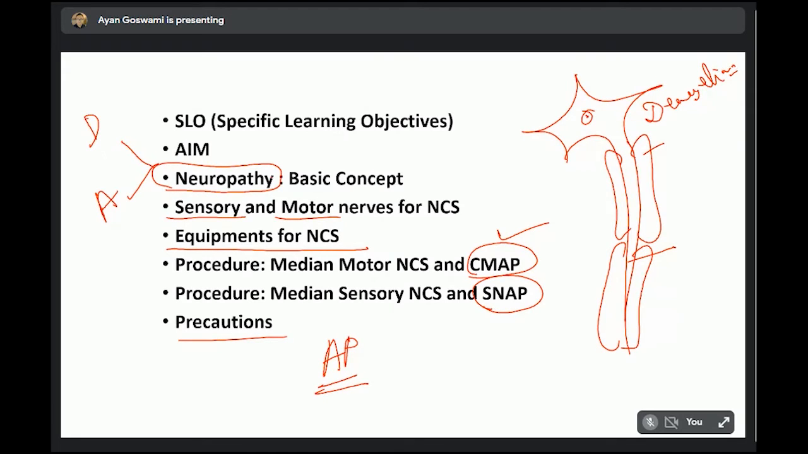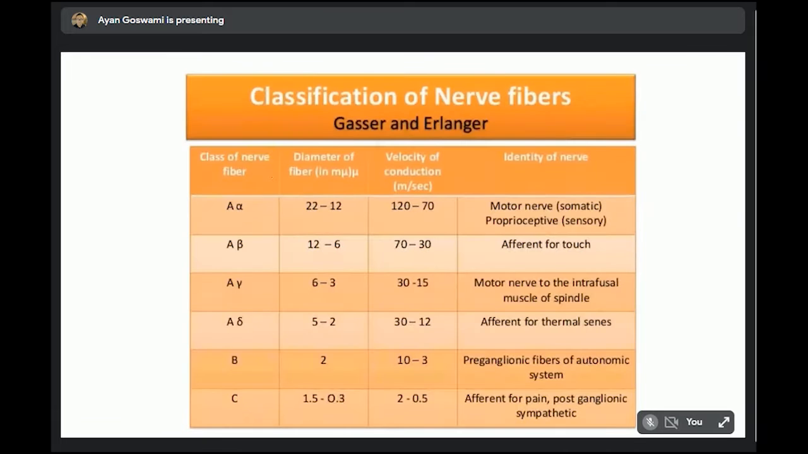Okay. So first, what you need to know, which is the basic prerequisite to understand nerve conduction study, is the classification of nerve fibers. How do we classify nerve fibers? According to Erlanger and Gasser, they have classified nerves into different categories. First is A fiber, right? Then B, and finally C. So these three are the major classification of nerve fibers.